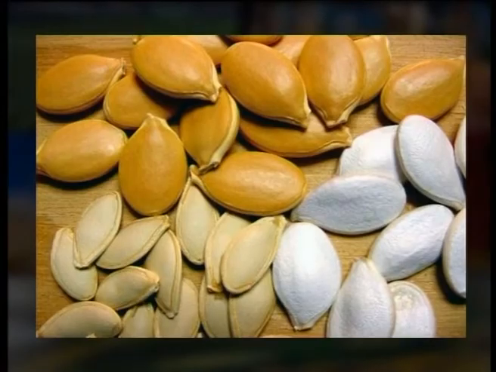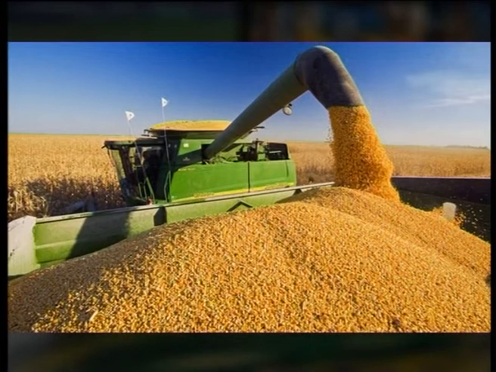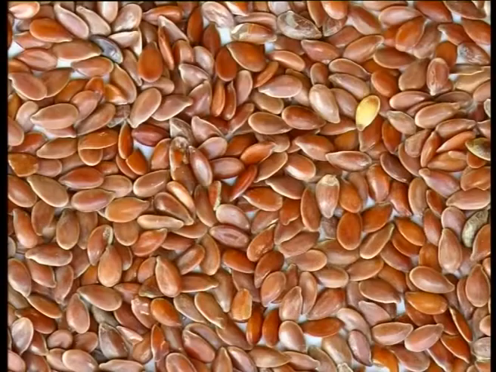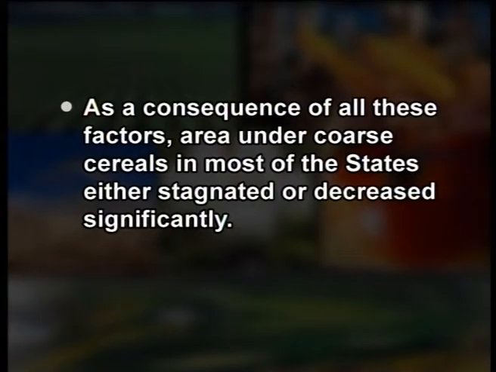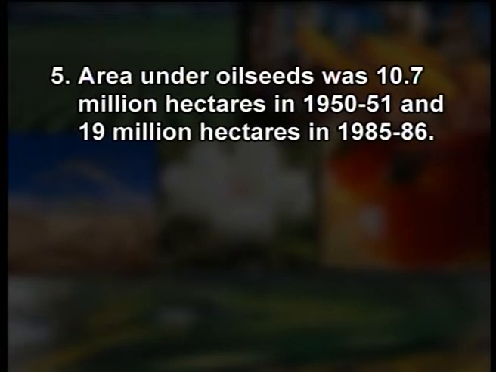Because of high productivity in the high yielding variety of seeds, elite oriented cereals cost less than the traditional cereals or the cereals used by the poorer sections, and therefore the coarse cereals would not become attractive for people to purchase. As a consequence of all these factors, area under coarse cereals in most of the states either was stagnant or decreased significantly. Fifthly, area under oilseeds was 10.7 million hectares in 1950-51 and 19 million hectares in 1985-86.